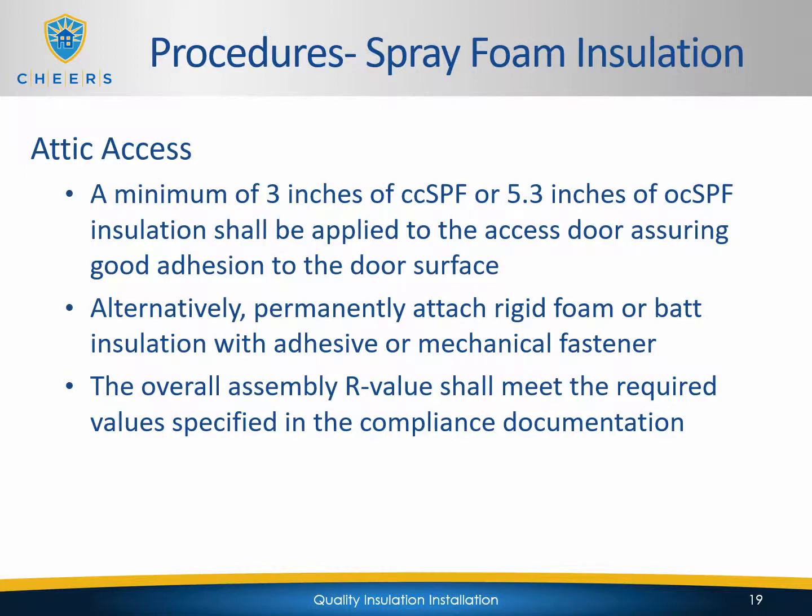For the attic access itself, a minimum of 3 inches of closed cell or 5.3 inches of open cell insulation shall be applied to the access door, assuring good adhesion to the door surface. Alternatively, permanently attach rigid foam or batt insulation with adhesive or mechanical fasteners. The overall assembly R value shall meet the required value specified in the compliance documentation as previously described.